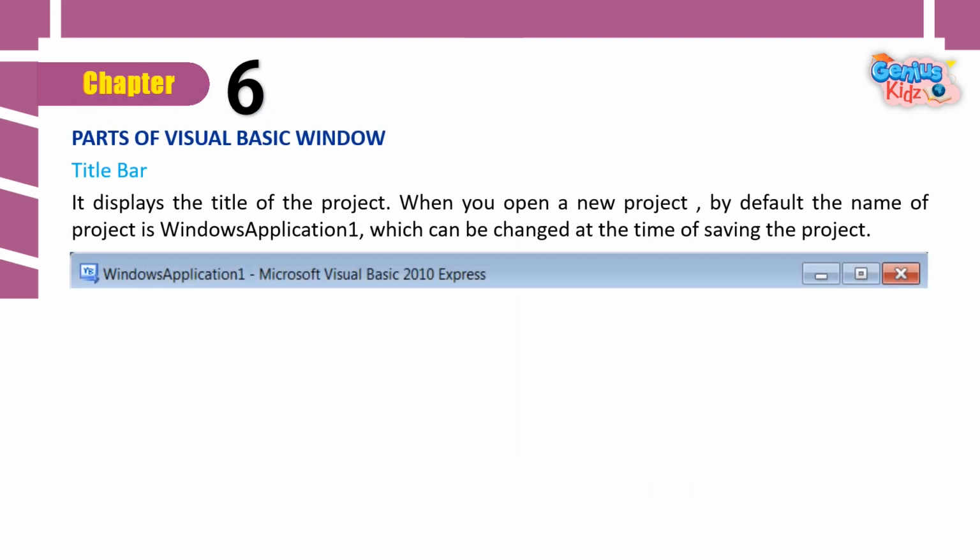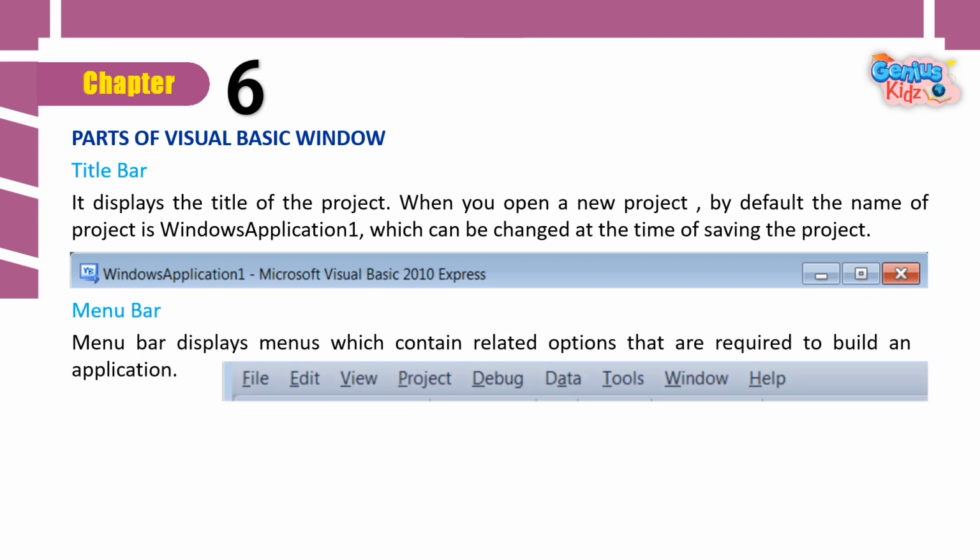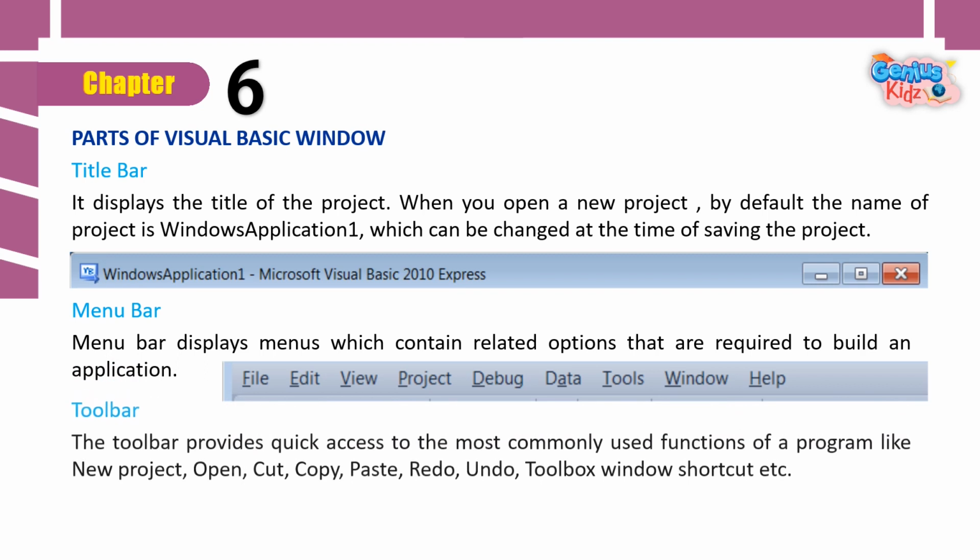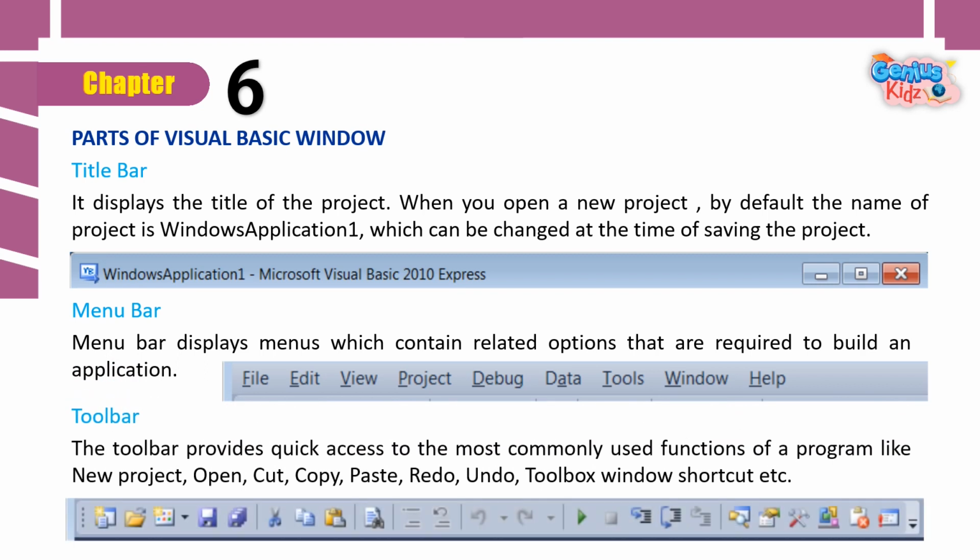Parts of the Visual Basic window. Title bar: it displays the title of the project. When you open a new project, by default the name of the project is Windows Application 1, which can be changed at the time of saving the project. Menu bar: the menu bar displays menus which contain related options that are required to build an application. Toolbar: the toolbar provides quick access to the most commonly used functions of a program like New Project, Open, Cut, Copy, Paste, Redo, Undo, Toolbox, Window Shortcut, etc.